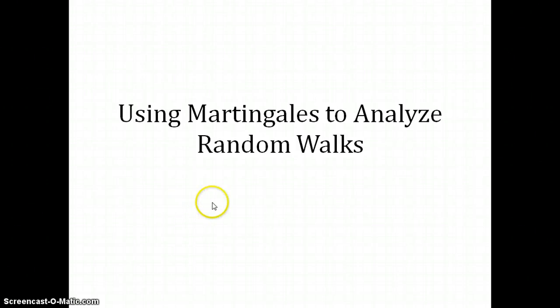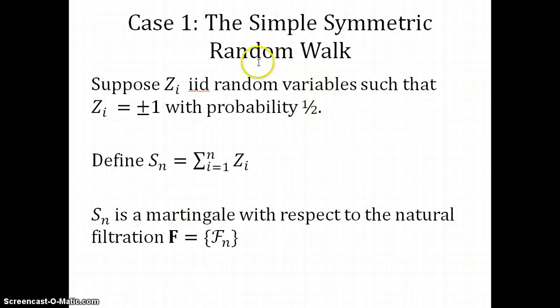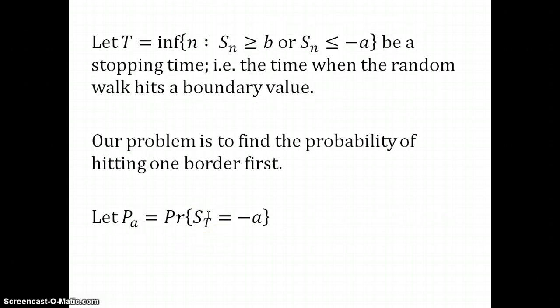So today's topic, I'll be talking about using martingales to analyze random walks. The first case is the simple symmetric random walk, where we have IID random variables that take on plus or minus 1, each with probability 1/2. Sn is the sum of the first n steps, or just the state of the random walk at time n. So Sn is a martingale with respect to the natural filtration.